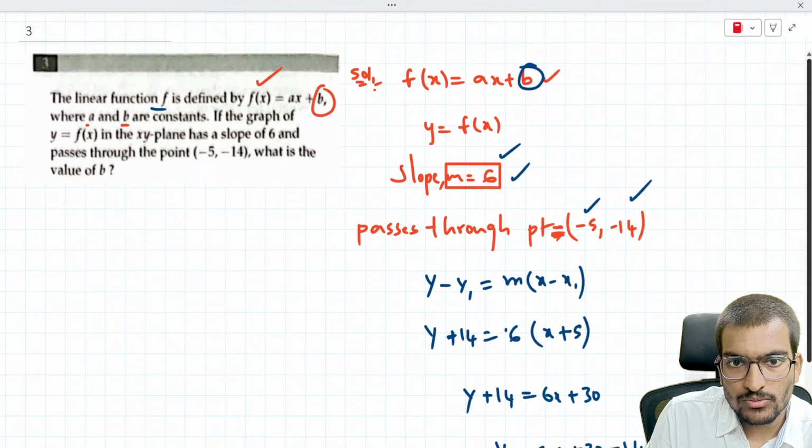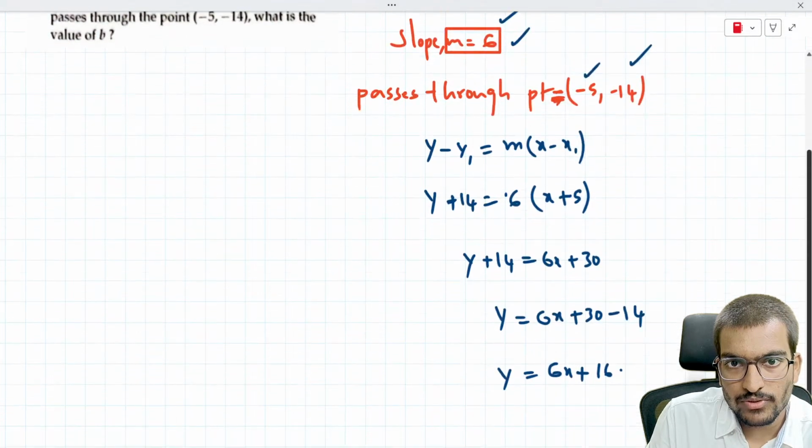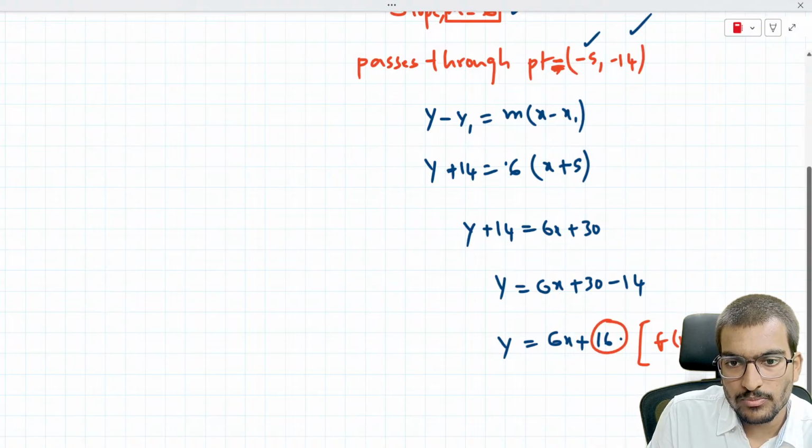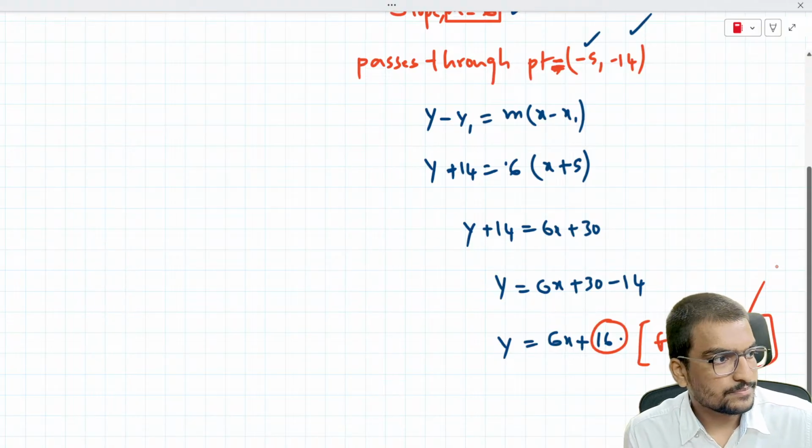So here what do we need? We need the value of b, and what function do we have? F of x equals ax plus b. So what's the b value? 16.